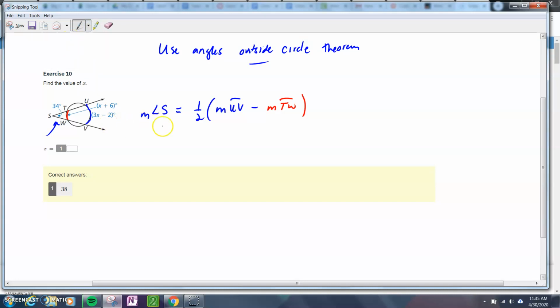So measurement of angle S, well, I'm just going to write substitute so you know what I'm doing here. Measurement of angle S, well, that's 34. So let's plug that in, and we got half. Well, what is the measurement of UV? It's right here, it's 3x minus 2. I'm going to keep the parentheses just in case, it might help me. And then I'm going to subtract TW, and it looks like TW is x plus 6.